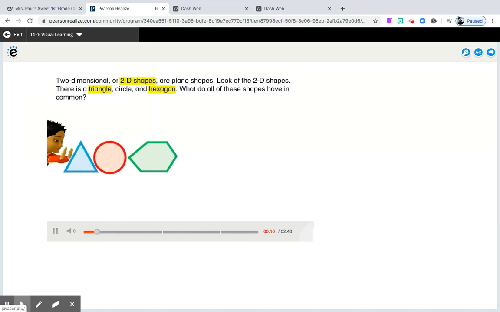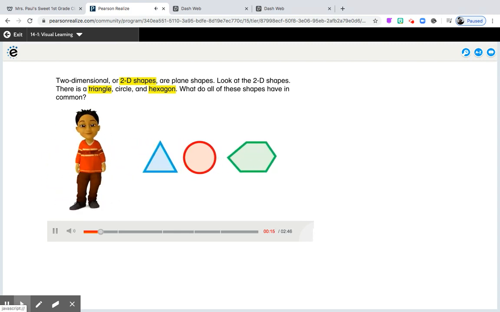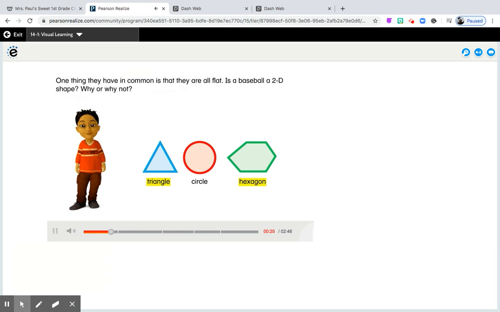Two-dimensional or 2D shapes are plane shapes. Look at the 2D shapes. There is a triangle, circle, and hexagon. What do all of these shapes have in common? One thing they have in common is that they are all flat.